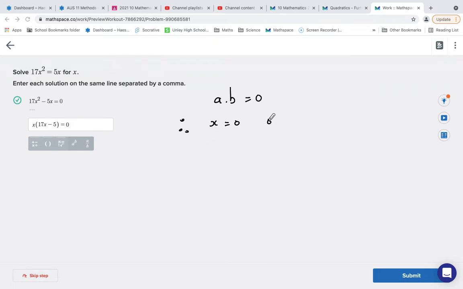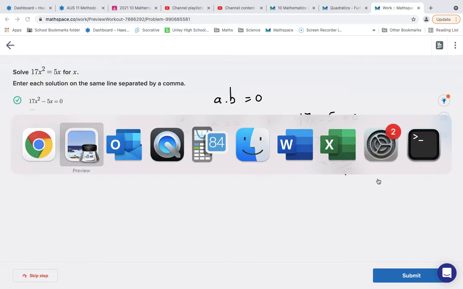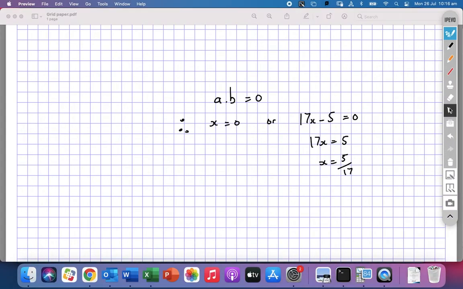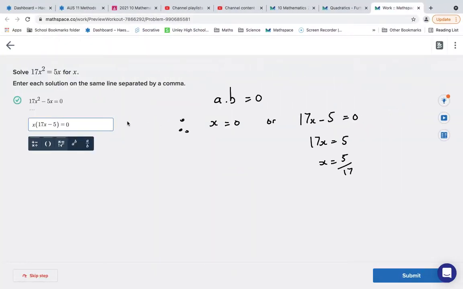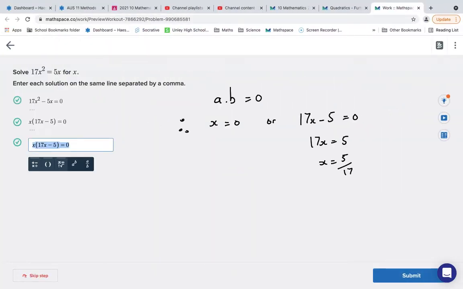Or we could have 17x minus 5 equals 0, which will take a little bit more thinking. So we're going to get 17x equals 5, x equals 5 on 17, right? So I'll just change back to the cursor and enter those values in. 0, 5 on 17.